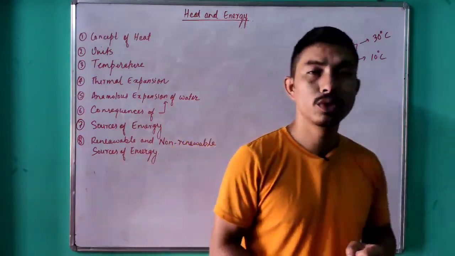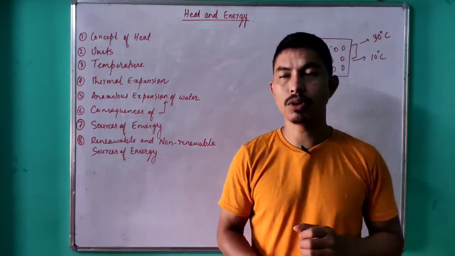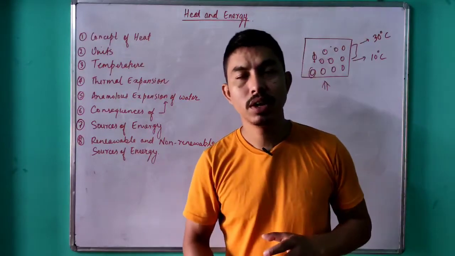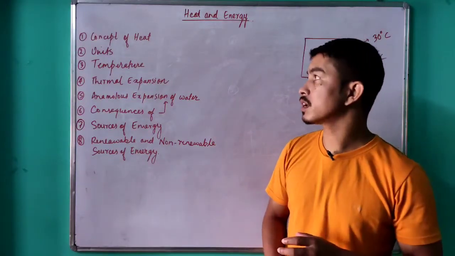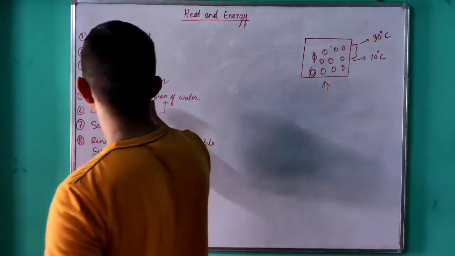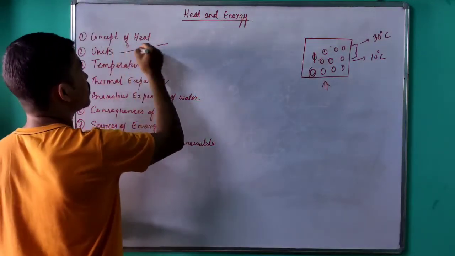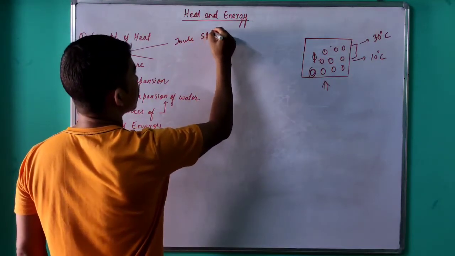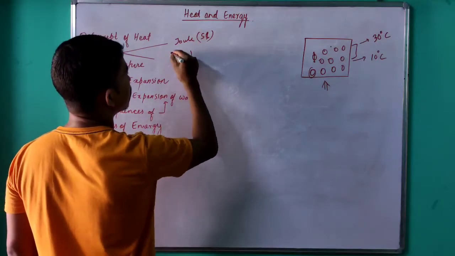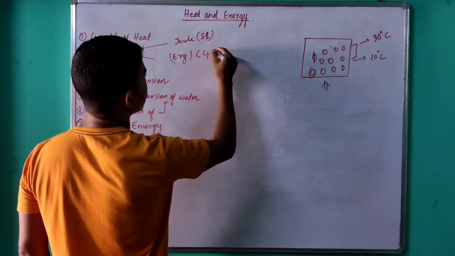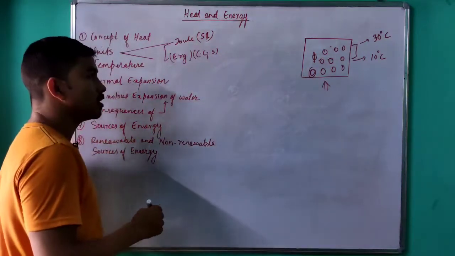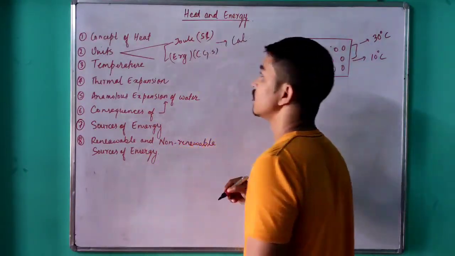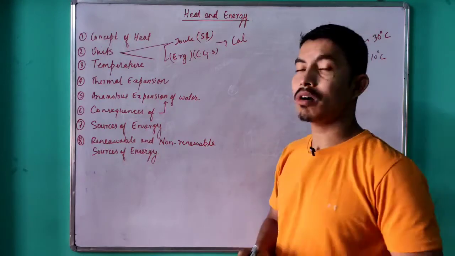So heat is due to the molecular motion of a body. So understood? What is heat? Heat is basically the measure of the internal energy of any object. Now coming to the unit of heat, heat is generally measured in joule in the SI system, and in erg in the CGS system. Apart from this joule and erg, the most commonly used general unit of heat is known as a calorie.